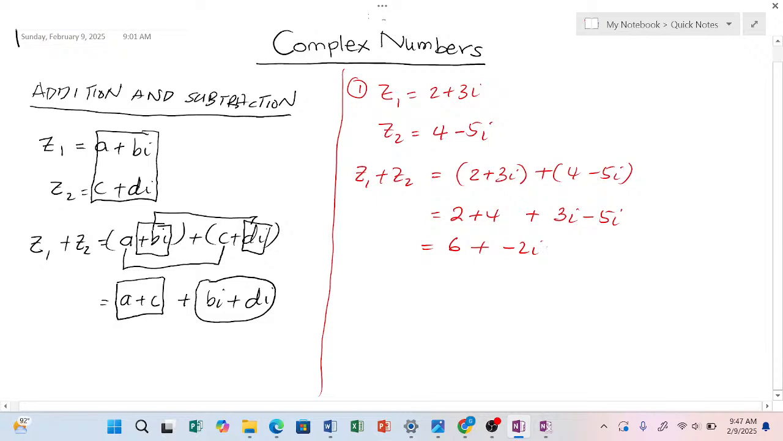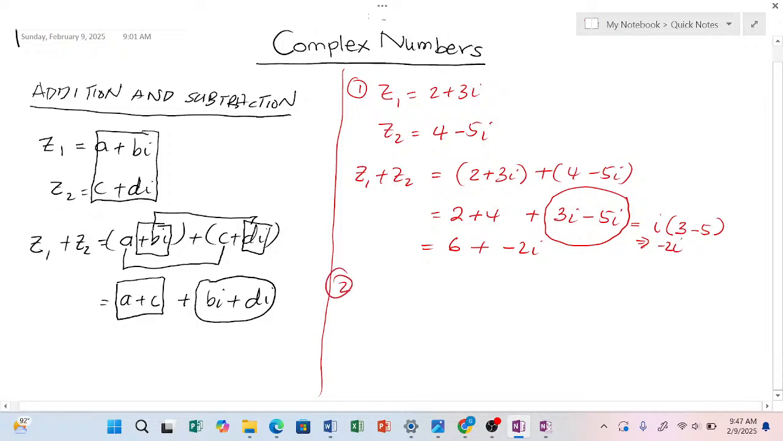If you are confused at this part, you can break it down as this. Factorize i out. You'll be left with 3 minus what? 5, right? And that is minus 2 times i. That's what I've got in here.